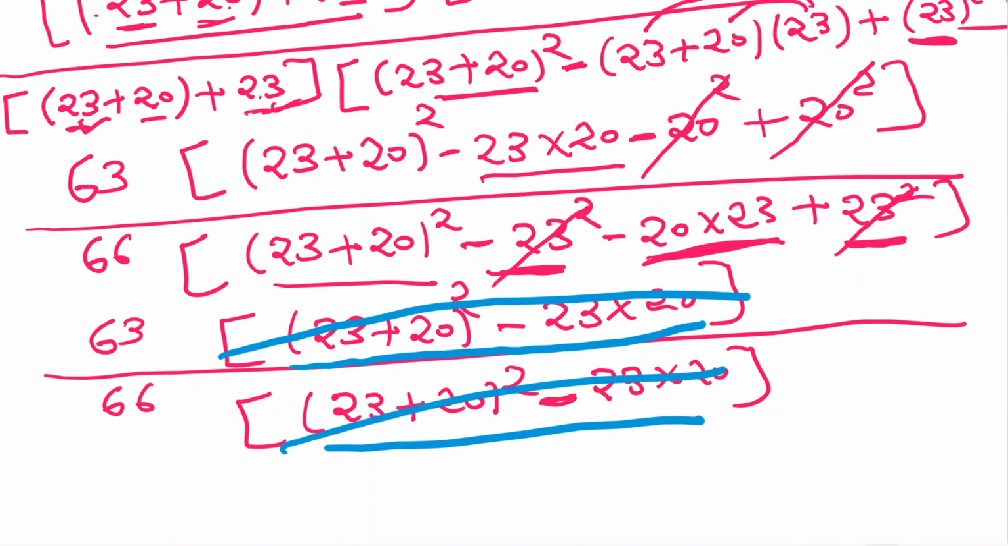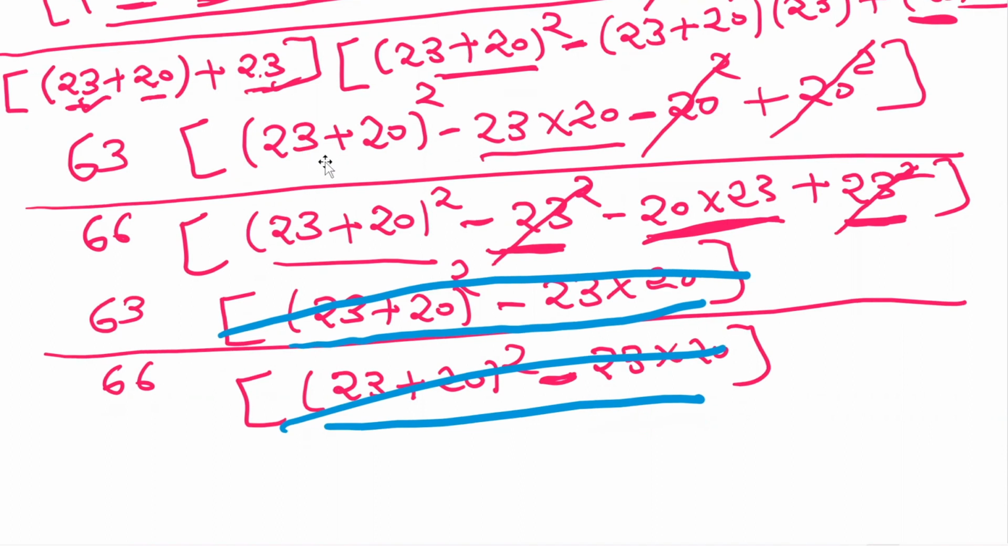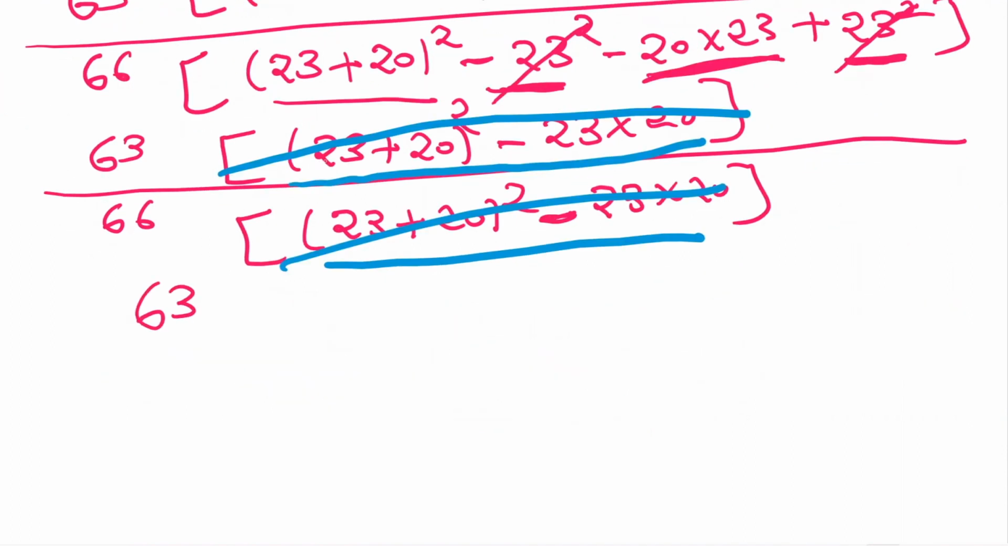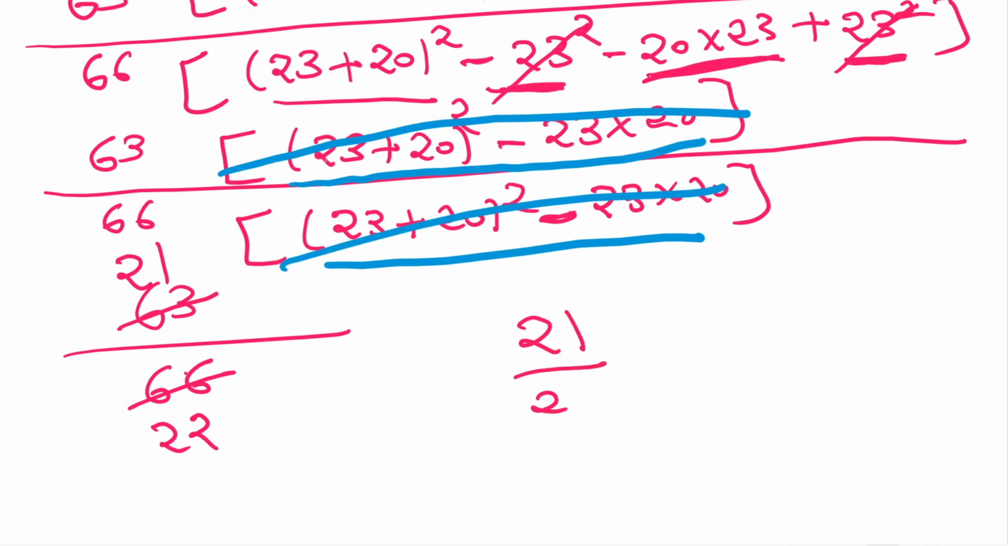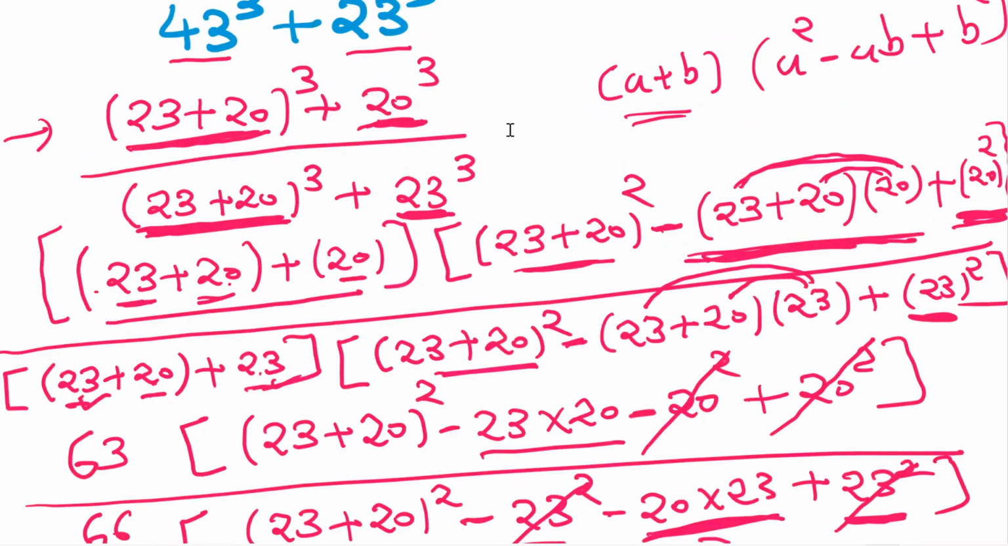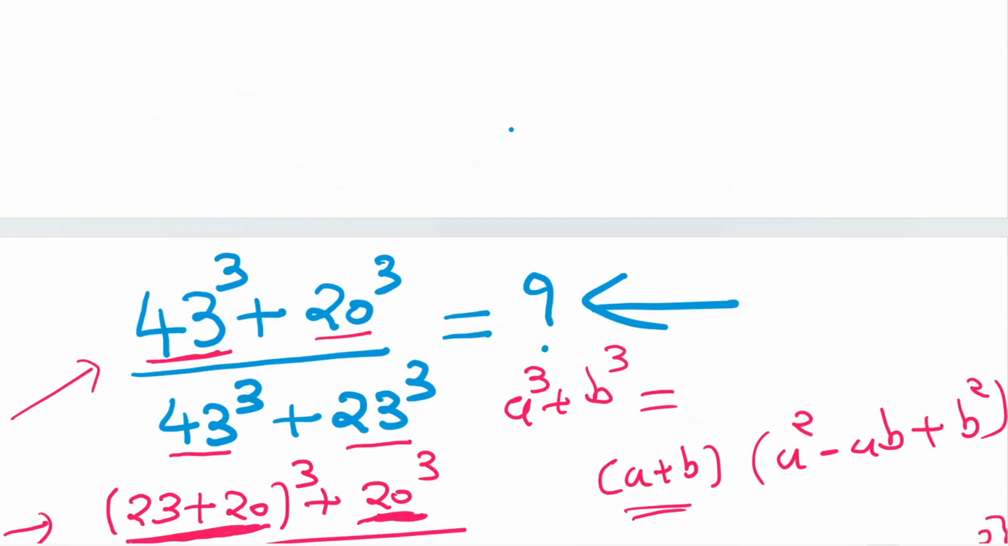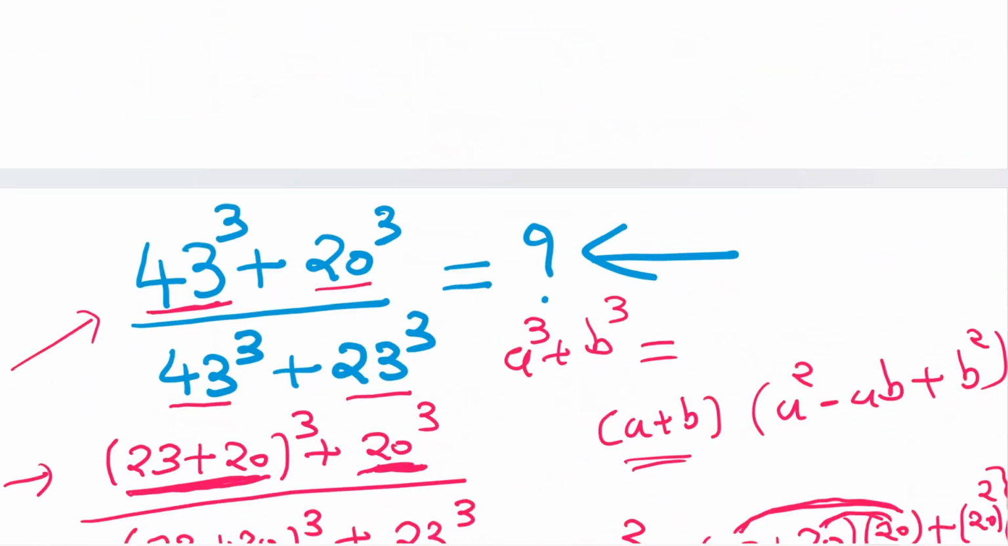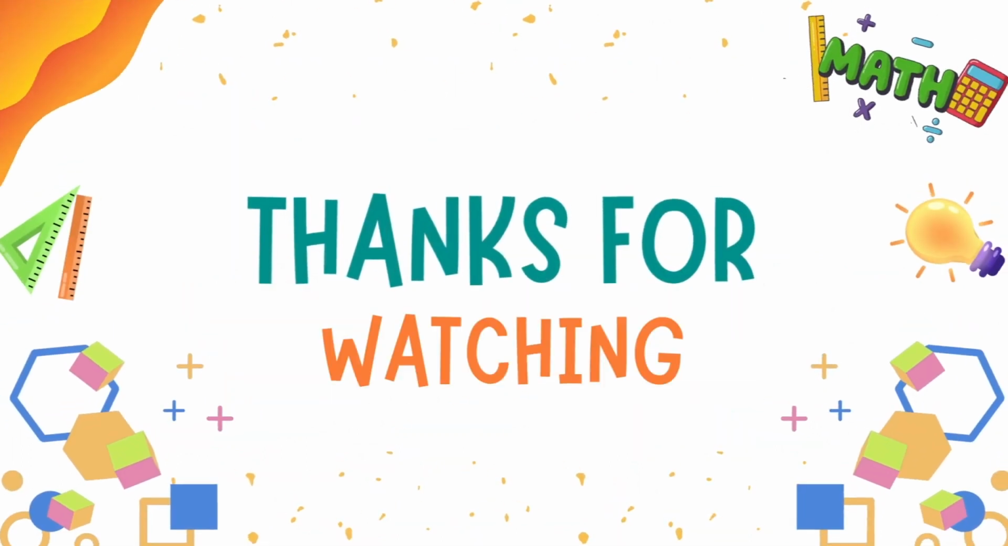So I'm left with 63 over 66. In 63 and 66, there's a 3 common. So I can divide by 3: this is 21 times 3 and 22 times 3. So my answer is 21 over 22. This is my final answer, guys, 21 over 22, of the question we started right here. Thank you very much, guys.